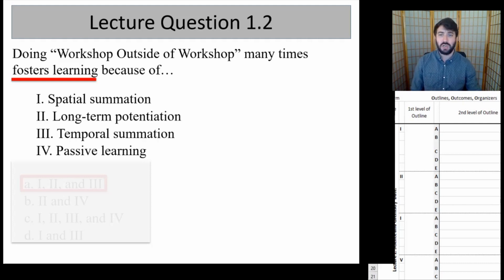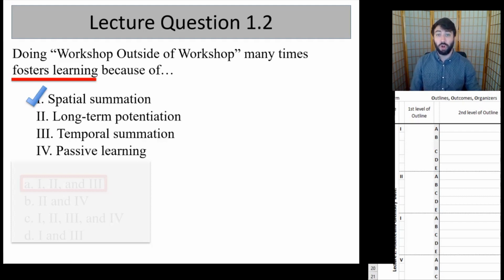Now, if you remember, spatial summation involves interacting with information in diverse ways to increase transmission rate of a signal, or the signal associated with that information. So ultimately that's the ultimate goal of learning content, right? So I think it's probably safe to say that spatial summation is involved in the learning process. Definitely involved in fostering learning.